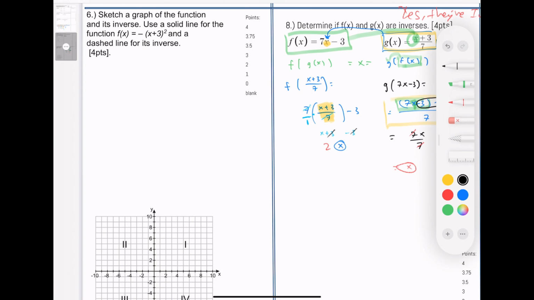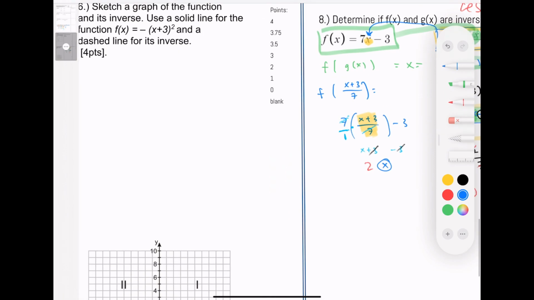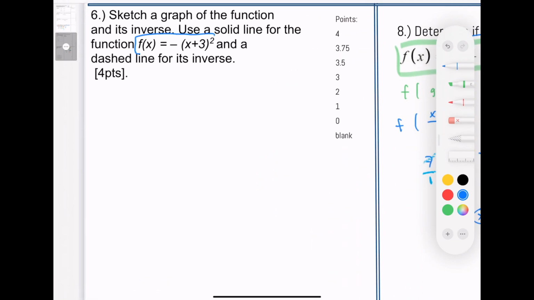All right, number 6, let's sketch a graph of the function and its inverse. You're given f of x equals negative, parentheses x plus 3 squared. Let's get a table of values. So I'm going to take blue. Maybe put in something like negative 3. Negative 3 plus 3 is 0. 0 squared is 0. Opposite of 0 is 0.